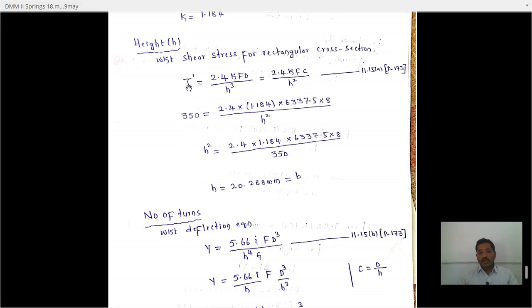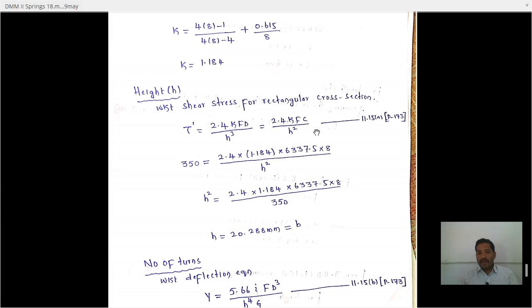So here, how much is the shear stress value given? 350, equal to 2.4 into the k value 1.184 into 6337.5 into the spring index. The c value we took here is 8, by h square, because we don't know the value of h. From this equation we can easily get the value of h.